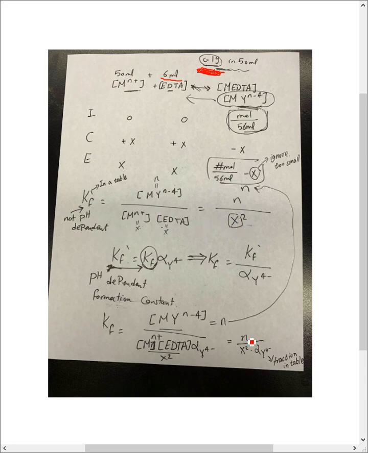Now we have n, we have x squared. We need to know how we can get this alpha fraction thingy. It's also in a table. It's in a table too. Now let's go to the tables, and I will show you how to get this Kf prime and alpha thingy.